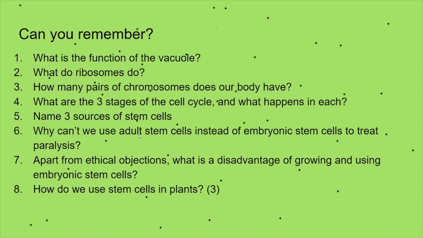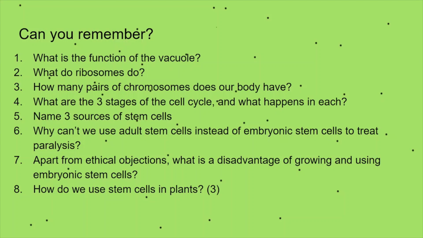The answer to number 6 is because adult stem cells can only differentiate into specific cells, whereas embryonic stem cells can differentiate into any kind of cell. A disadvantage of embryonic stem cells is when we're growing them, they can become contaminated with a virus and make a patient even more ill.